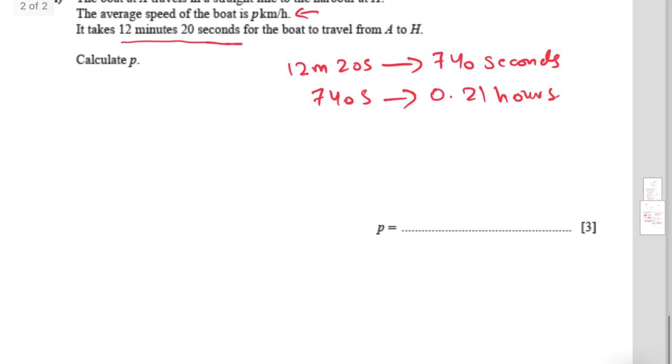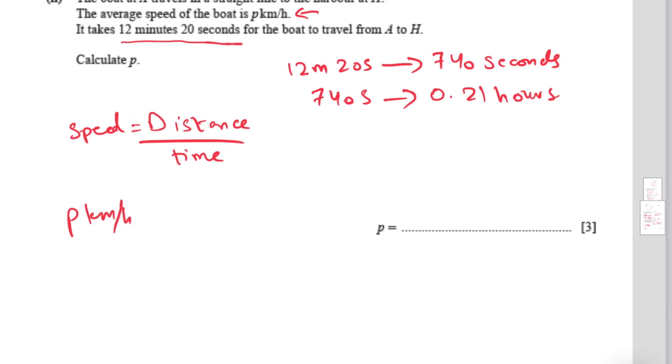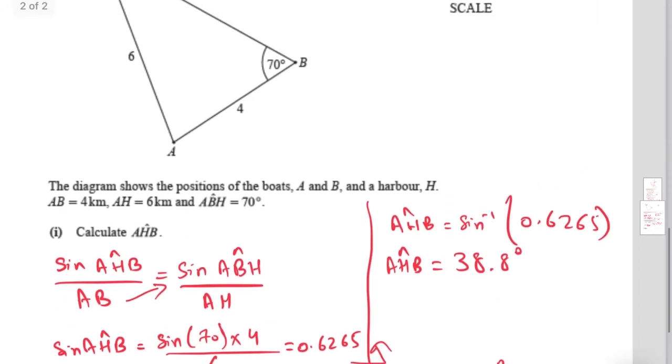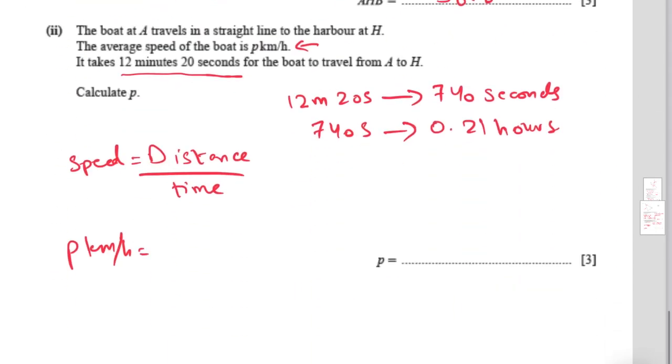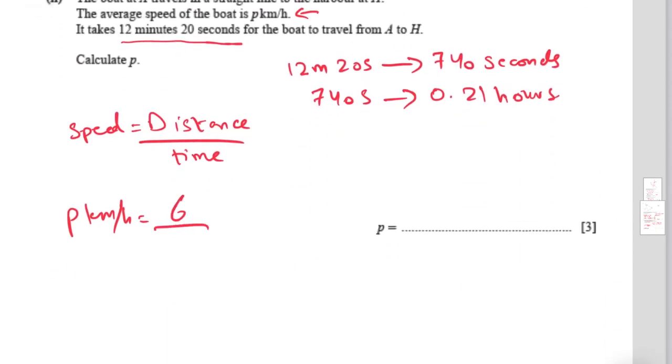So the formula for the speed is distance divided by time. Speed is in p kilometers per hour. The distance of A to H is 6. So you write 6 divided by the time, which is 0.21. This gives us 29.2 kilometers per hour. That is your answer. 29.2 kilometers per hour. I hope this question made sense.